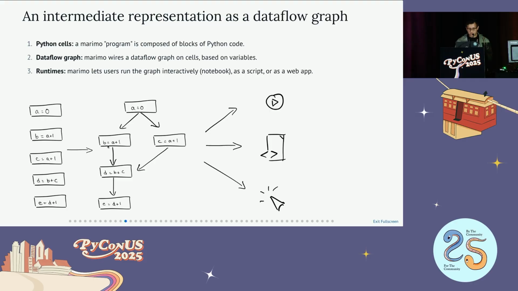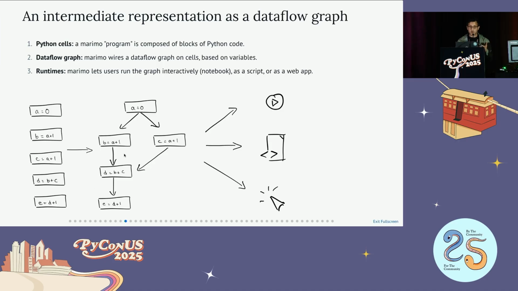It reads the variable A, so there's an edge from the first cell to the second cell. Similarly, for the cell C equals A plus 1, for the cell D equals B plus C, that reads B and it reads C, so there's an edge from both of those cells to this one. And then similarly for the last cell, E equals D plus 1.